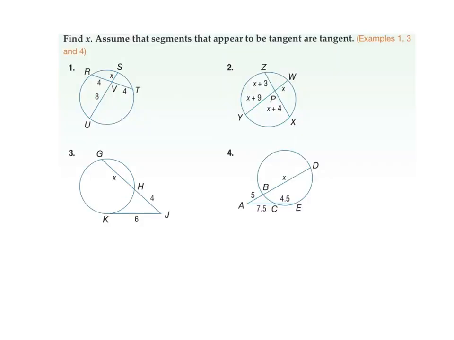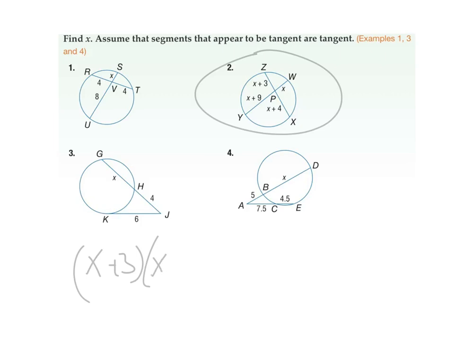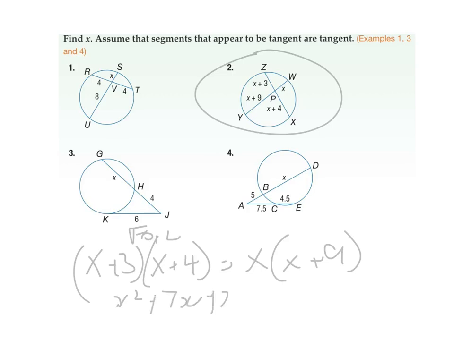All right, I'm going to do question number 2 for you here. As you know, you've got x plus 3, and put it in parentheses because you're going to multiply that by x plus 4, and that's going to equal x times x plus 9. All right, and then when you expand this, don't forget this is FOIL. That's going to give you x squared plus 7x plus 12, and that equals x squared plus 9x.